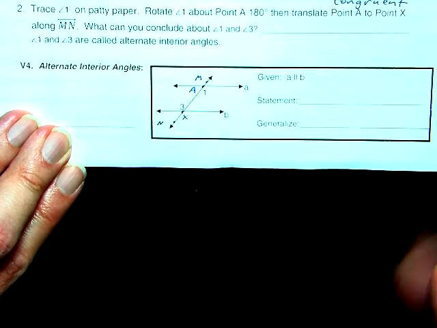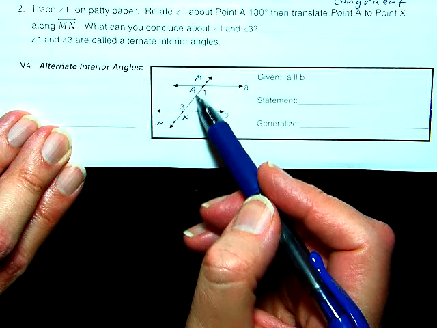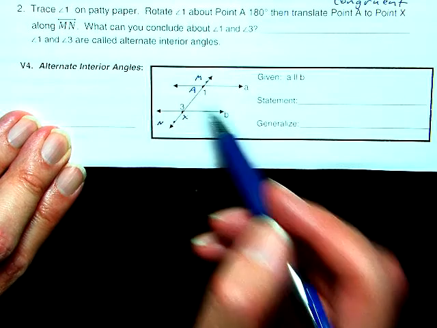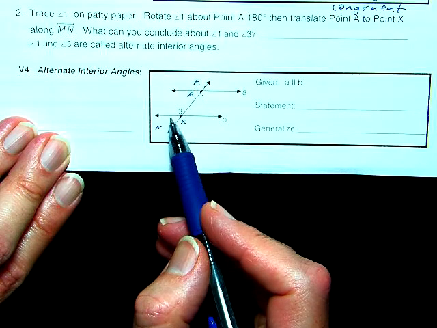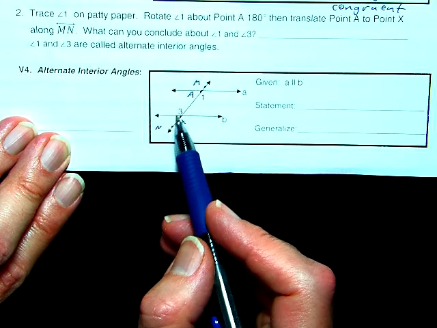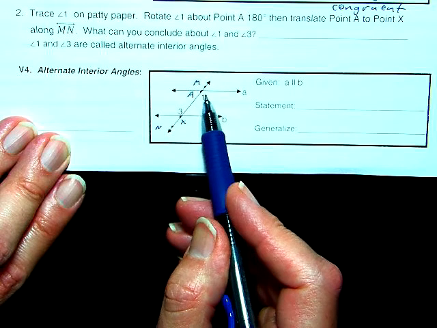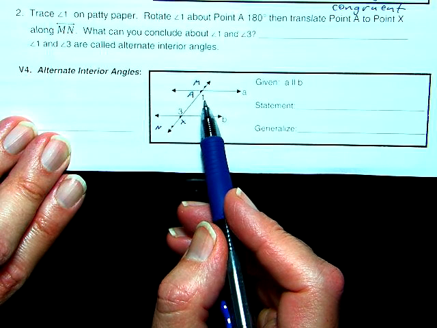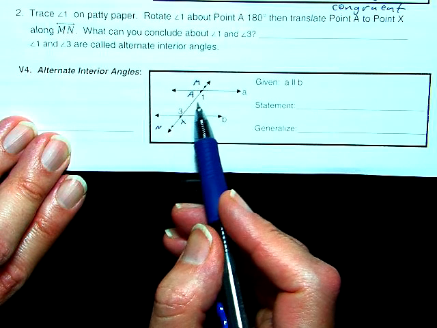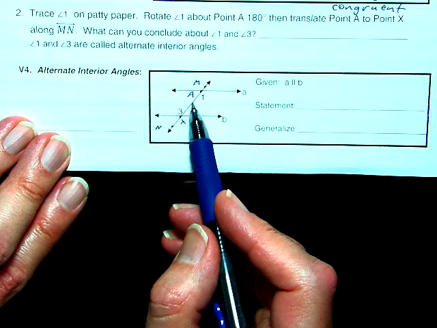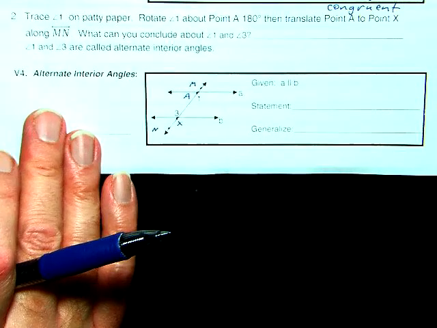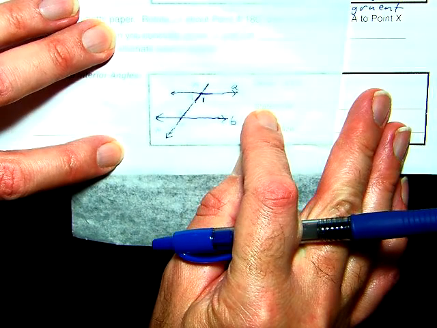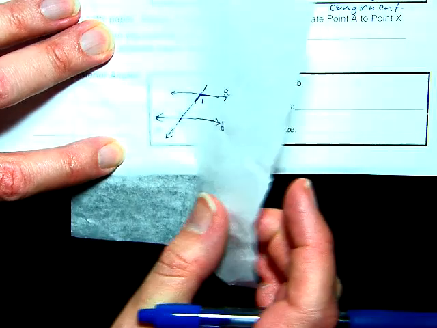Again, we've got the same line MN, we've got the same points A and X, but we've got two different angles now that are labeled, angles 1 and 3. These are now alternate interior angles, aren't they? 1 and 3 are inside the parallel lines. 1 is on the right side of the transversal, and 3 is on the left side of the transversal. So they're alternating, but they're interior. Let's go ahead and trace angle 1 on patty paper. Well, we kind of did that already, so let's just make sure it still fits this drawing, which it seems to fit very nicely. Your patty paper should fit as well.